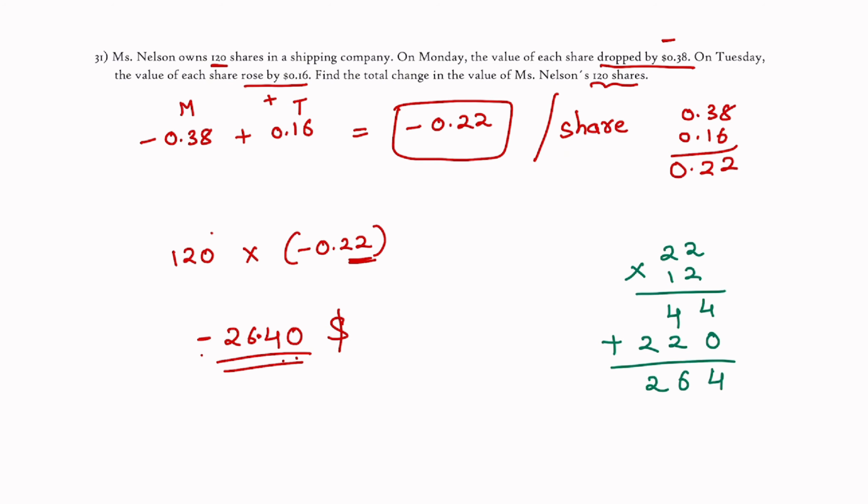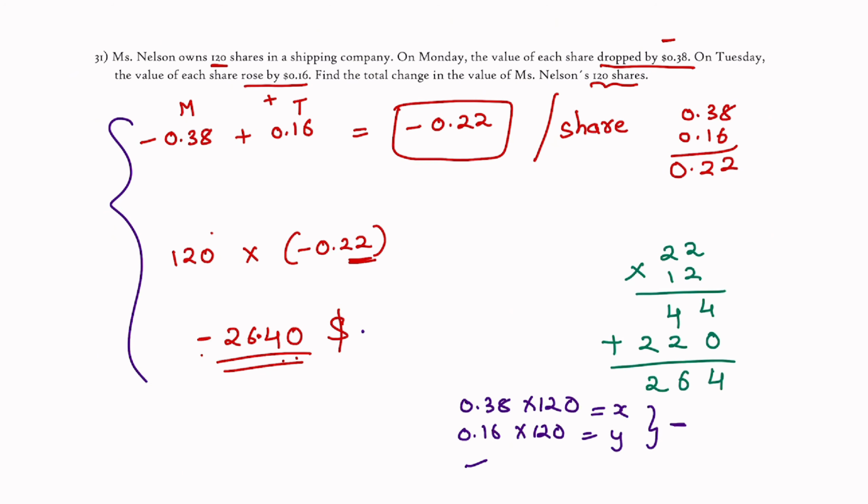So that was that simple. Finding change per share and then multiplying that with total number of shares. I know sometimes students would do this. They would say 0.38 times 120, 0.16 times 120, whatever those answers are, they take the difference of that and they get this answer finally. So this is quite a long process. This is a very simple process. Always be smart, and that gives easy and short ways to solve your question. That's it. Let's get to the next one.